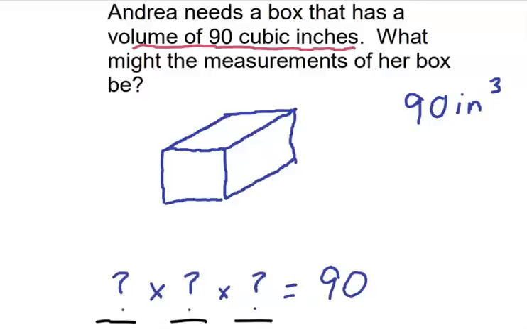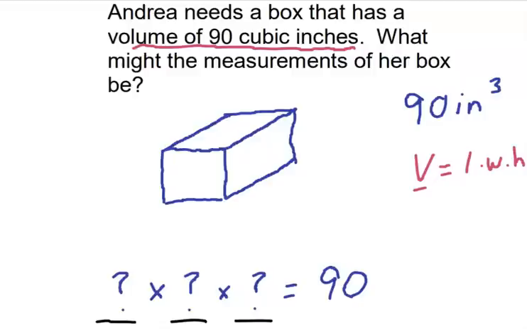And remember, volume is length times width times height. So it's going to have to be something times something times something. And that's going to have to equal 90. So the volume is 90. So you just have to have 3 numbers that equal 90. So I just made a drawing.